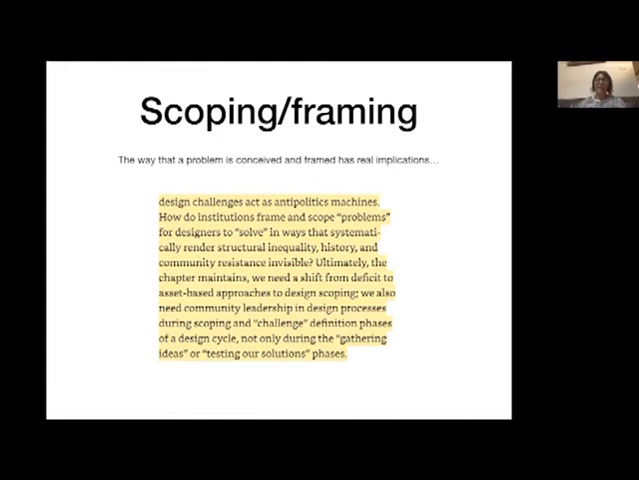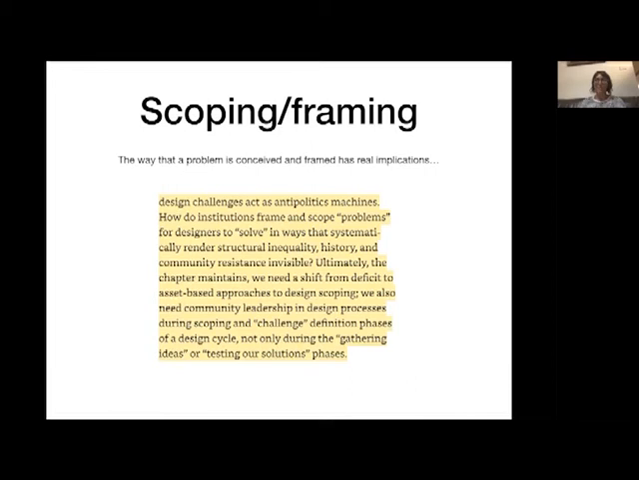We also need community leadership in design processes during scoping and challenge definition phases of a design cycle, not only during the gathering ideas or testing out solutions phases. Too often our problem framing actually supports structural inequalities. So something to be really mindful of.